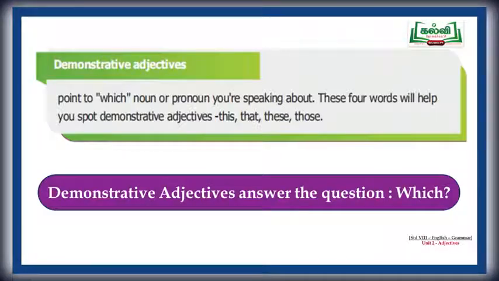Now let's go to the next one, demonstrative adjective. We are going to demonstrate, to point out something. So demonstrative adjectives point to which noun or pronoun you are speaking about. There are four words under the demonstrative adjective: this, that, these and those. We can say in a simple way that a demonstrative adjective answers the question which.